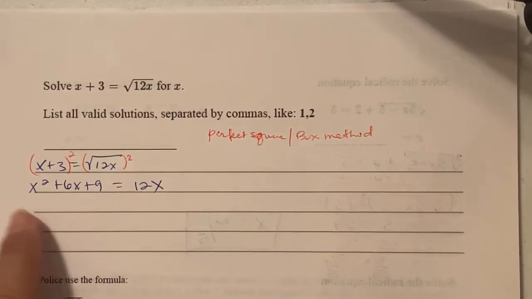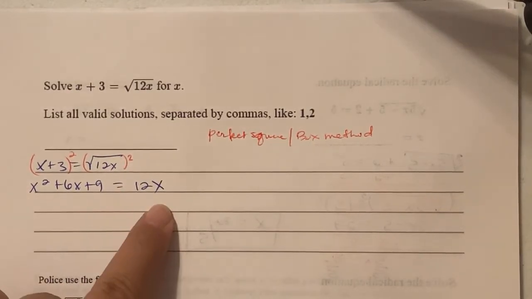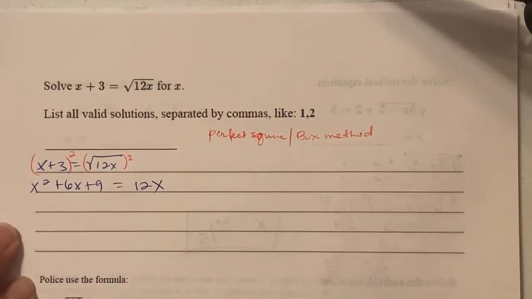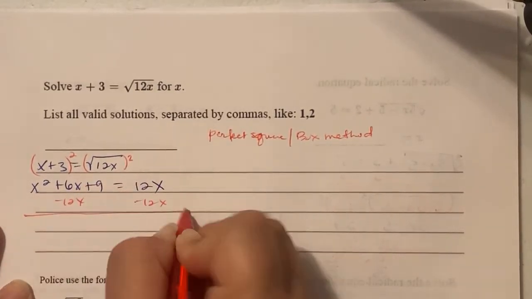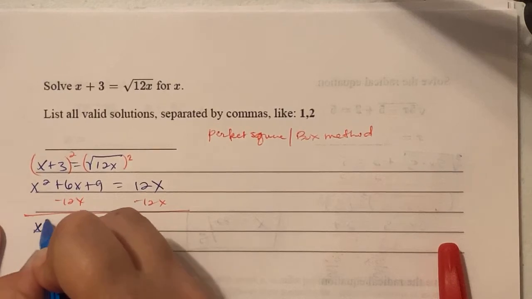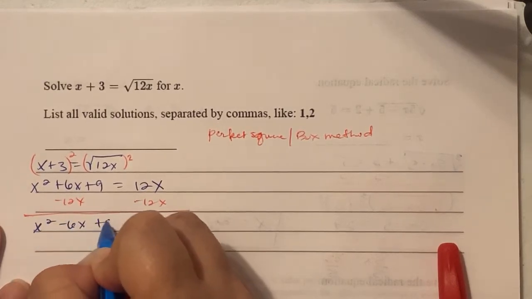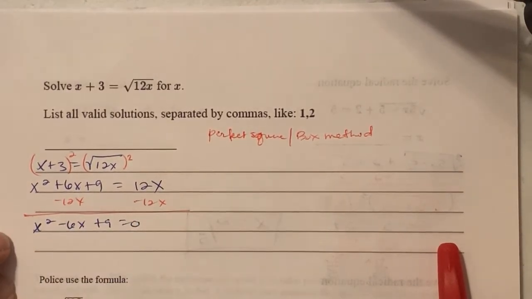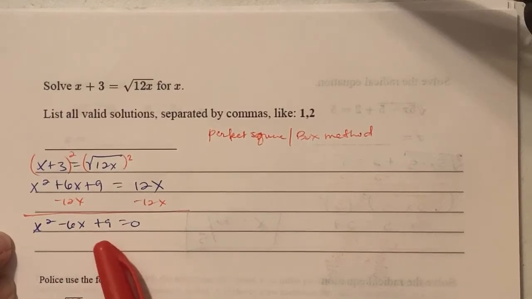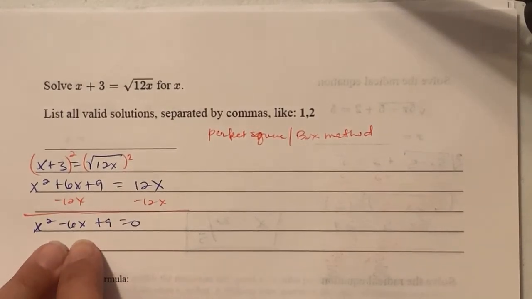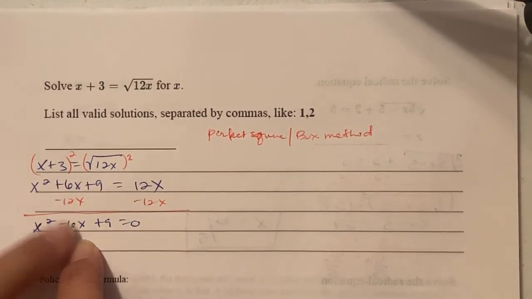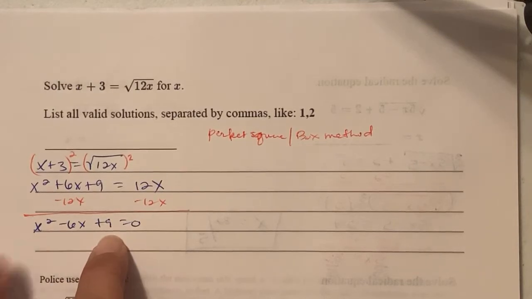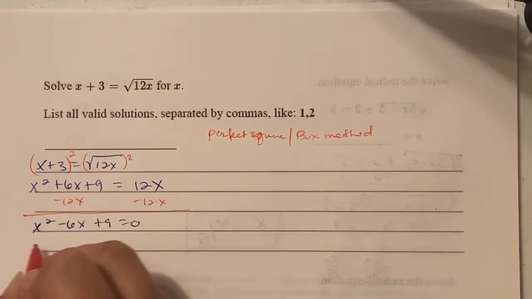Since the higher exponent is on the left, I'm going to move the 12x to the left side. So I'm subtracting 12x over. So you get x squared minus 6x plus 9 equaling 0. Now, this is a perfect square trinomial right here. The only difference between our finishing product and the one we have up here is the sign in the middle. It's plus here, minus here. So the same thing we did to expand, we break it down. Square root of 9 is a 3.